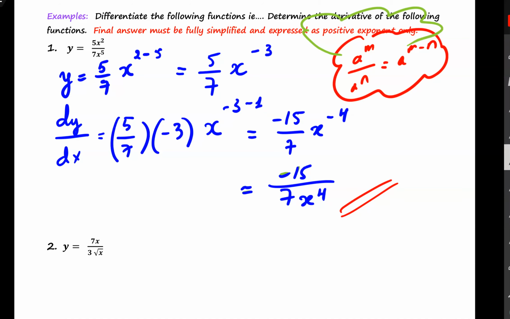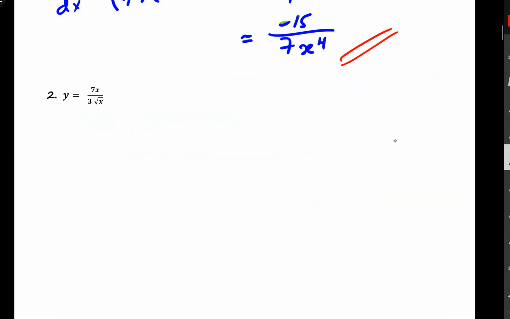It looks a bit complicated, but once you analyze your expression, you know that you can combine the x squared and the x to the exponent 5, then you can just simply apply the basic rule of derivatives. Okay, so question number 2 is the same. You are going to simplify this expression as well, and then you can just apply the basic rule of derivative.